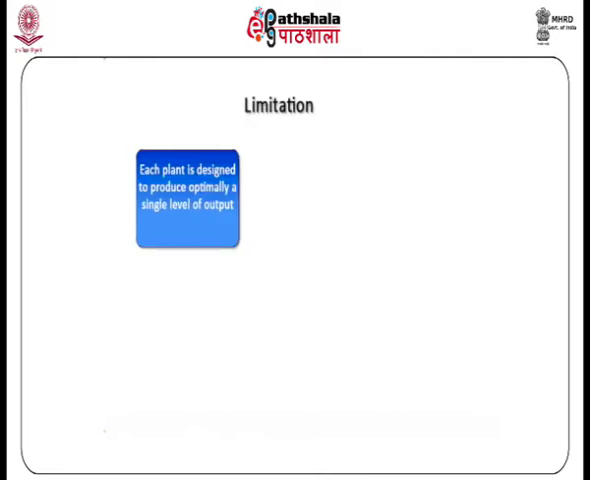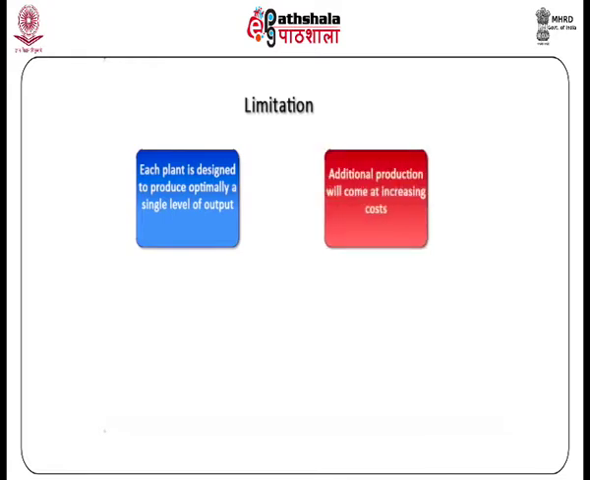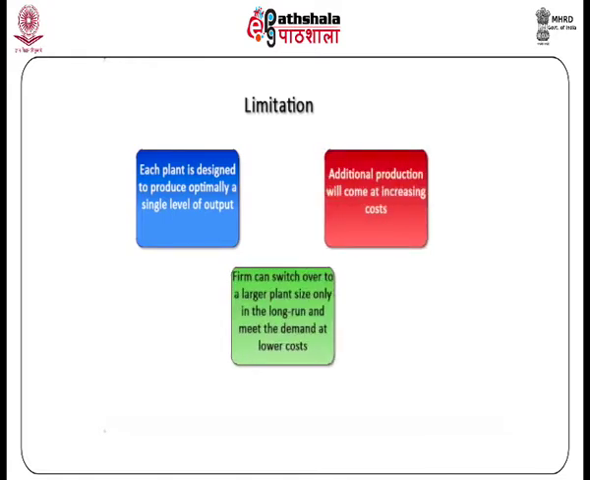Now, having understood the concept of the traditional theory of cost, we will discuss its limitations. The traditional theory of costs assumes that each plant is designed to produce optimally a single level of output. Additional production will come at increasing costs. Further, according to the traditional theory, the firm can switch over to a larger plant size only in the long run and meet the demand at lower costs.